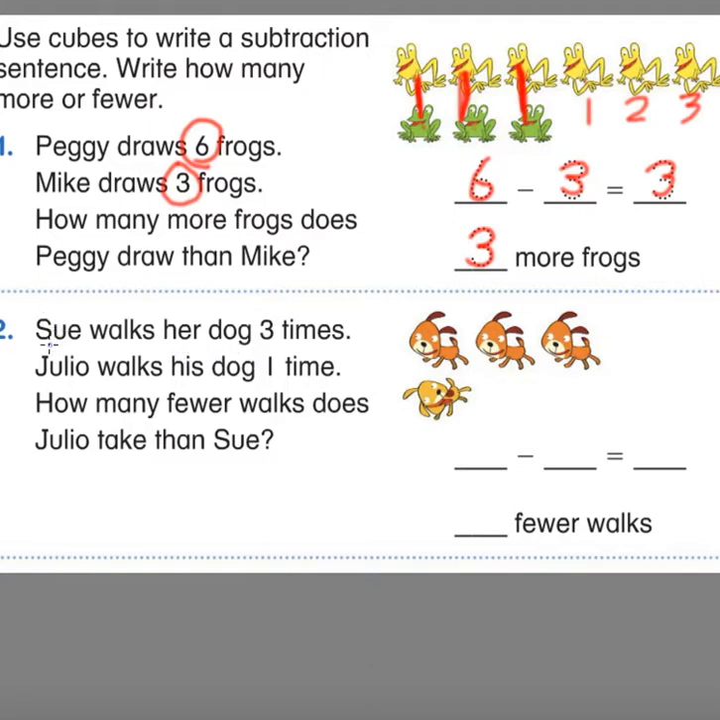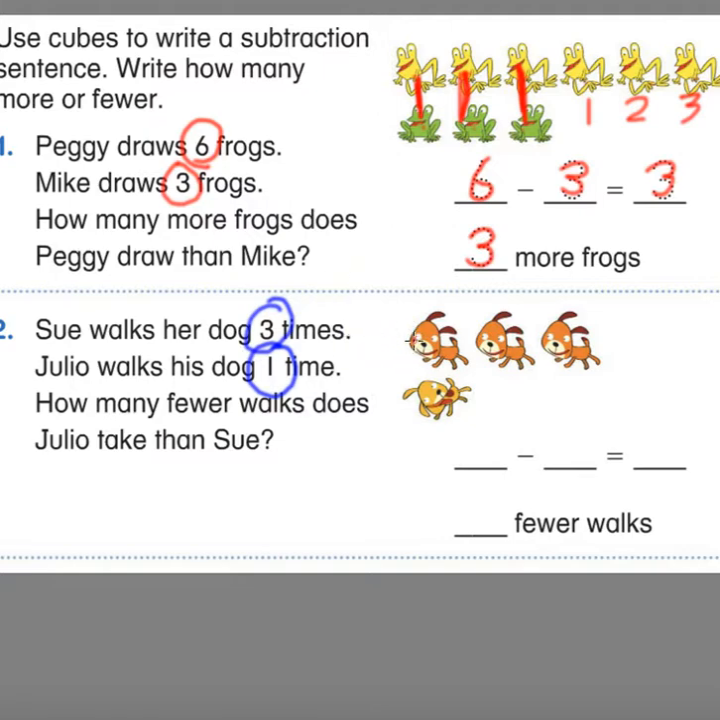So let's read this problem. Sue walks her dog 3 times. We heard an important piece of information. Let's circle that number 3. Julio walks his dog 1 time. That's also important. So we circle it. How many fewer walks does Julio take than Sue? Now they try to confuse you with these words, but we're still doing the same stuff. We're finding the difference, which means we are subtracting.